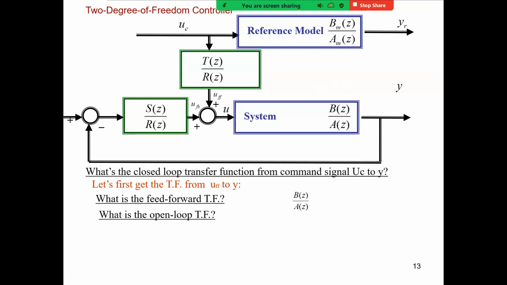Negative B over A times S over R. Is it negative or is it positive? Remember, here I have another negative sign. Actually, there are two negatives.